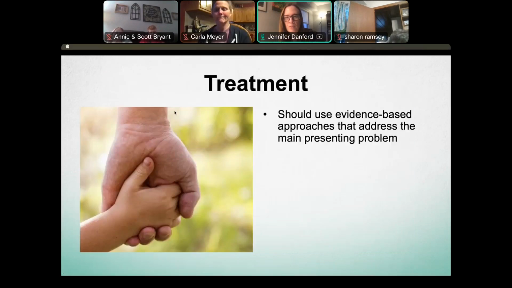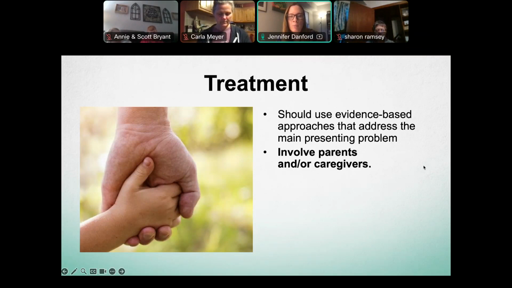Okay. So treatment for kids who have attachment issues, or attachment diagnoses. We should try to ensure that they use evidence-based approaches that address the behaviors and the presenting problems. 10, 15 years ago, they started having lots of different attachment treatments that weren't evidence-based. And some of these things were having our kids have even worse behaviors. They were regressing the kids back to the womb and doing some crazy stuff. Make sure that you're having them be in an evidence-based program.